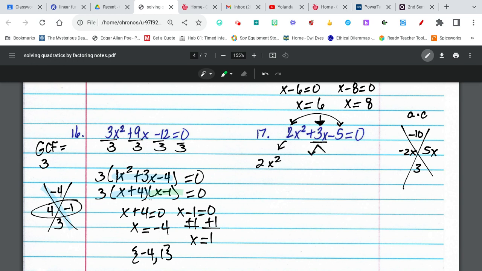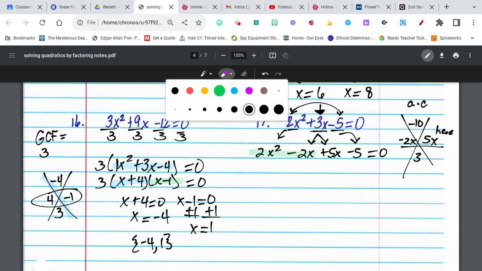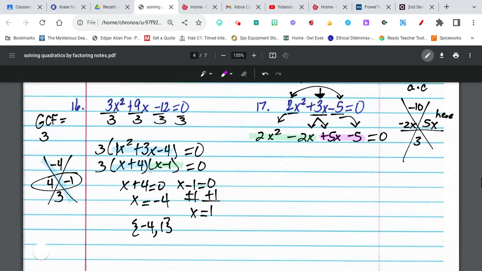I'm going to break up the middle as negative 2x. And the reason why I put the 5 over here is so that the 5 can go with the negative 5 and the negative 2x can go with the positive 2x squared. It just matches up better. All right, plus 5x. So I broke up the middle. And then I just bring this down, minus 5, equal to 0. Now you have 4 terms, and I'm simply going to factor by grouping. These I'm going to group together, and these I'm going to group together, okay?